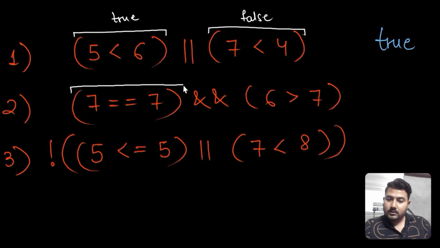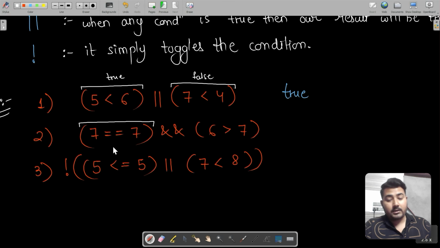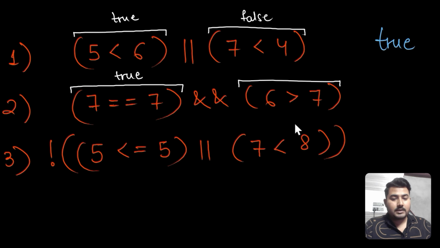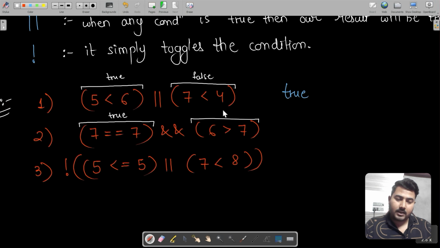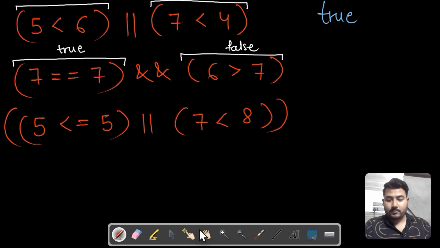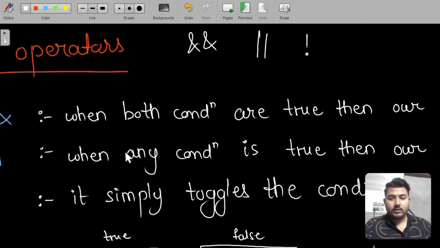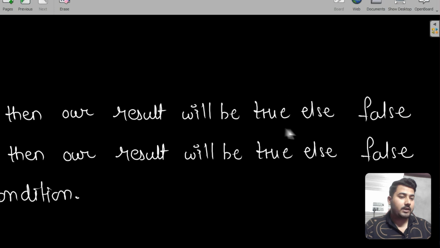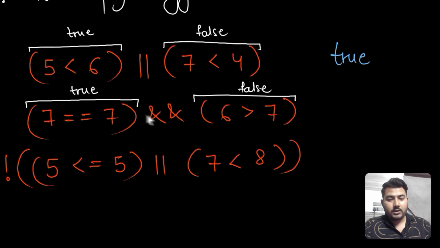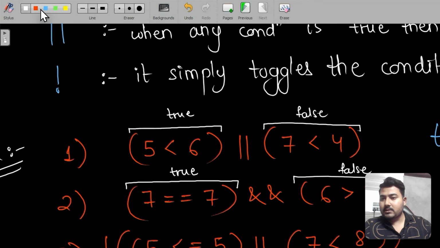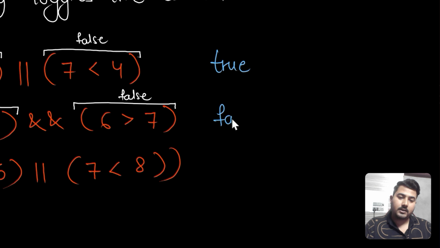It is saying 7 double equal to 7. I think this condition is true. What about this one? 6 greater than 7. That, I think, is false. And in between, this time, we have an AND operator. According to the definition, when both conditions are true, then our result will be true only, else false. Do both conditions look true to you? No, both conditions are not true. That means our answer will be simply false in this case.